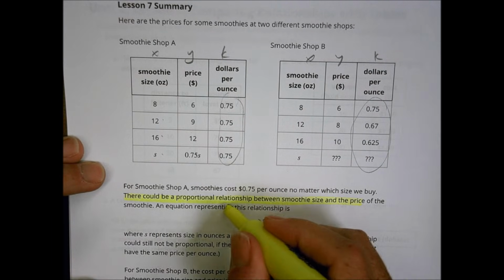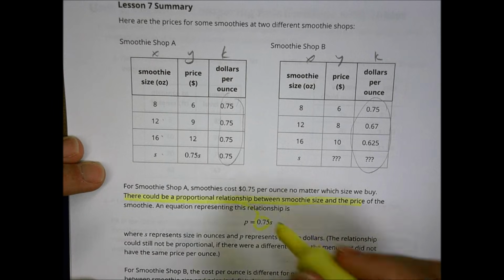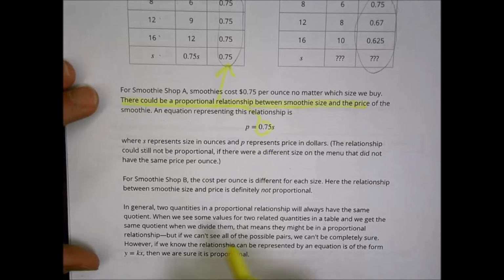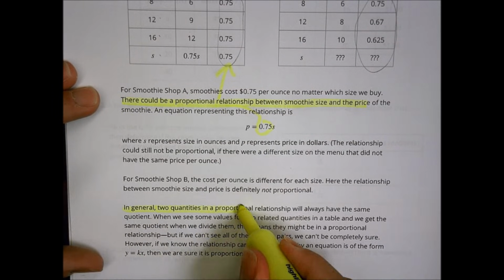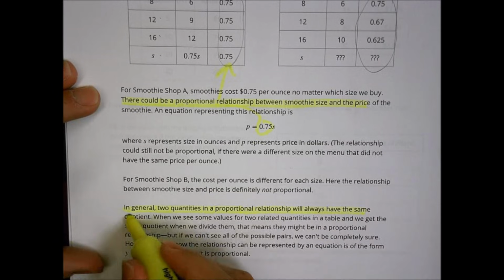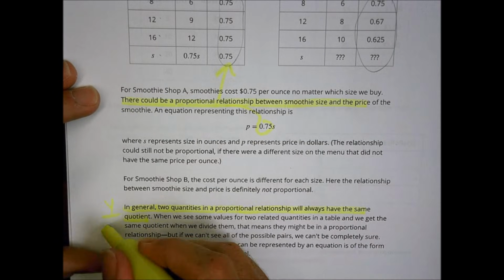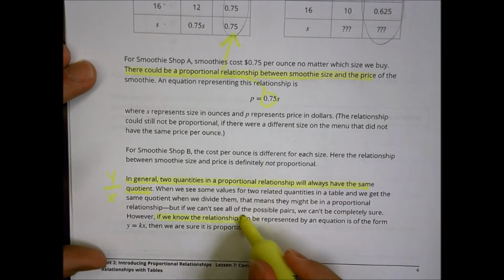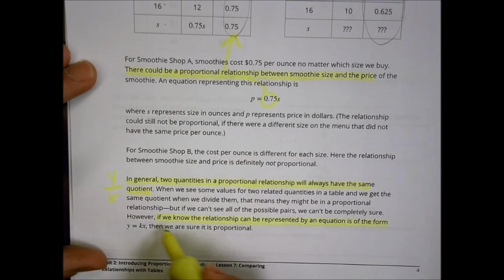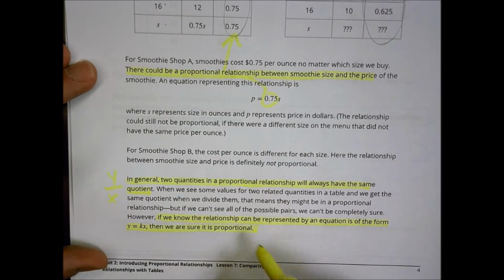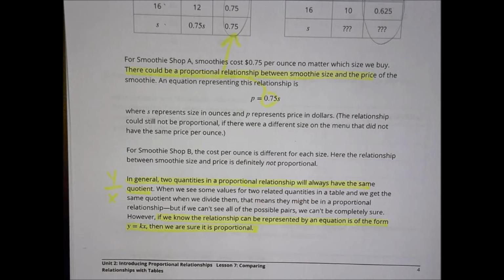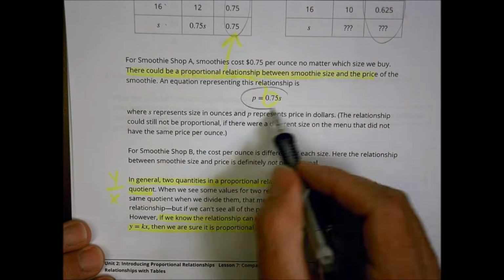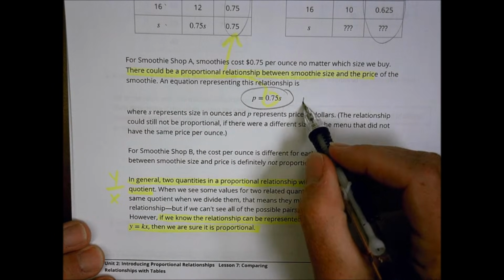If there's a proportional relationship, then you can define that as, in this case here, 0.75, which is what we see in this place here. In general, two quantities in proportional relationships will always have the same quotient. That's that y over x value, that quotient there. And then if we know the relationship can be represented by an equation in the form y equals kx, then we're sure it's proportional. So if you can write that down in a way that shows that it is in the y equals kx formula like this, then we can say that it is proportional.